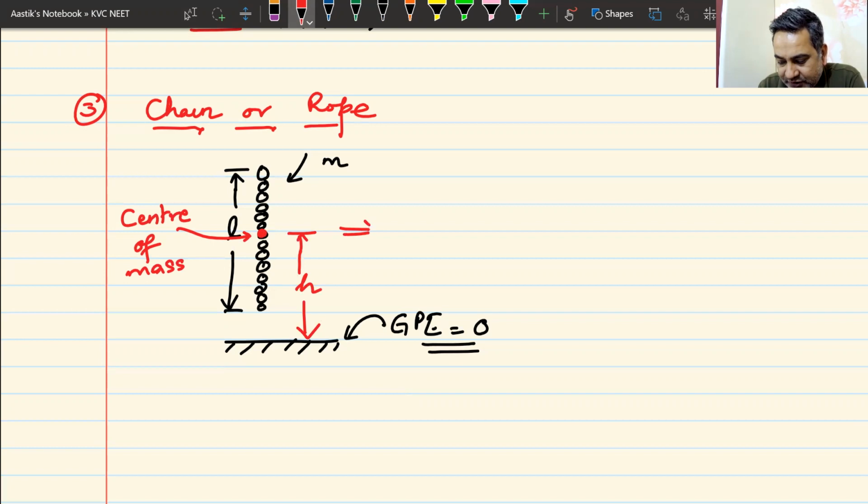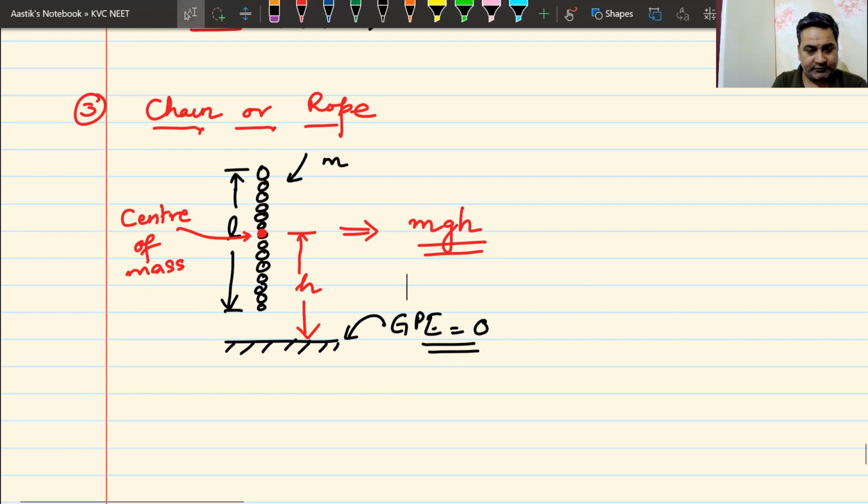Then the gravitational potential energy becomes mgh. Remember, m is the mass of the total rod or chain or rope. g is the acceleration due to gravity. h is the height from ground. How high is the center of mass, which is the center right now of the chain or the rope? Do we understand this? Can I have some raise hand that we understand this? Great. Please note it down.